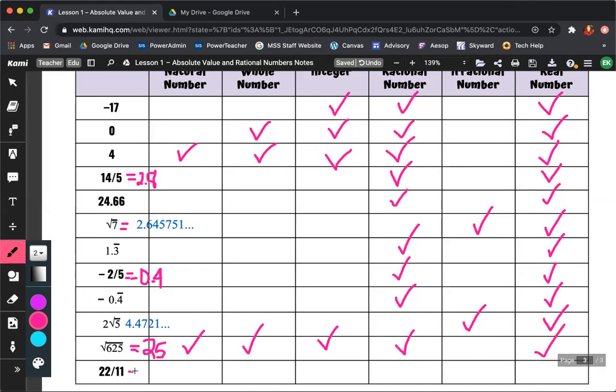And then last one, 22/11, same thing as the square roots. Right away, we see the fraction and we think that it's just rational, but 22 divided by 11 gives you the whole number of 2. So it's natural, which means it's whole, which means it's an integer, a rational number, and a real number. And that is it.